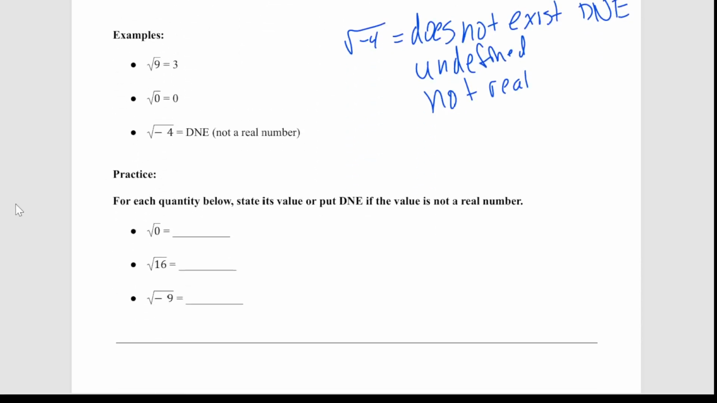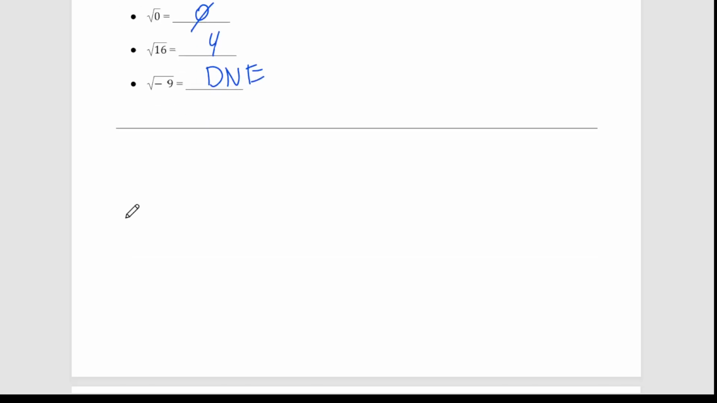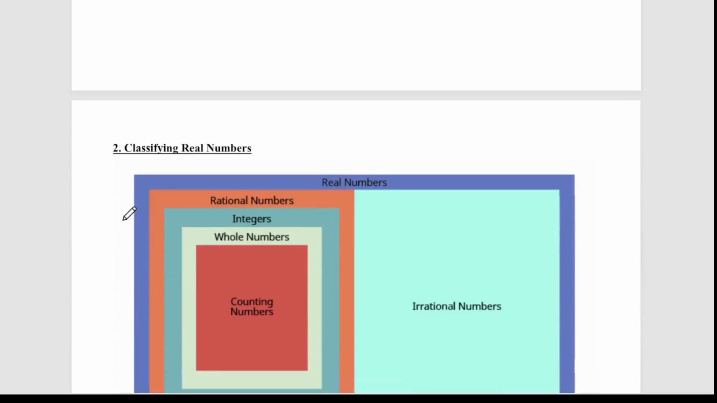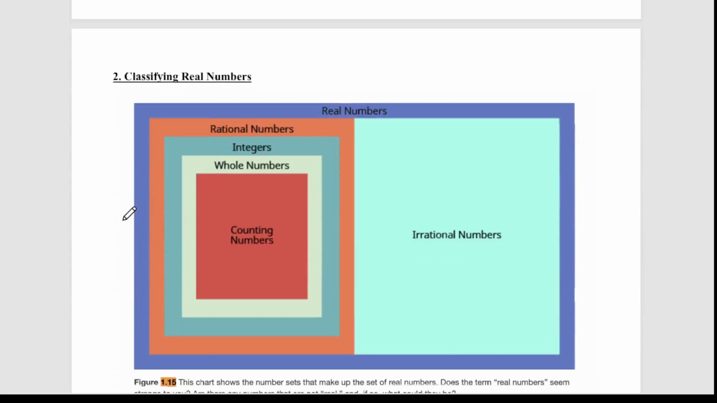So go ahead and pause your video real quick and try these next 3 examples on your own. The square root of 0 would be 0 because 0 times 0 gives us 0. The square root of 16 would be positive 4, since positive 4 times positive 4 is 16. And the square root of negative 9 does not exist because there's no real number in existence that times itself gives us negative 9.